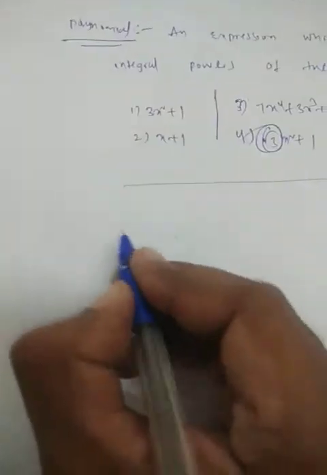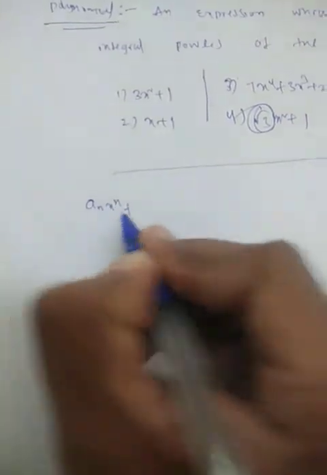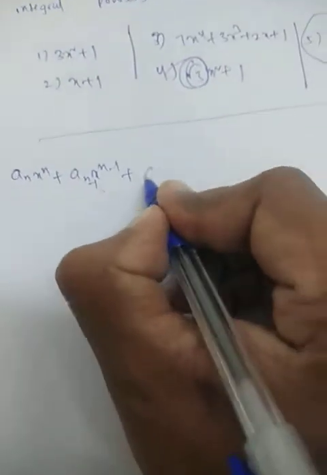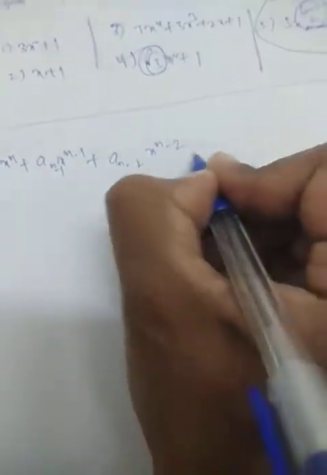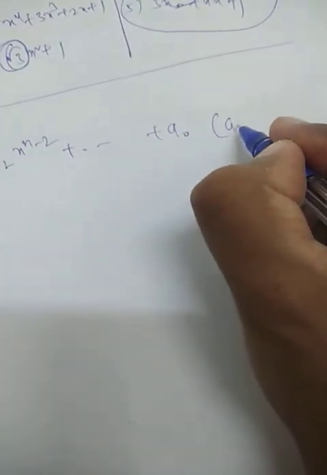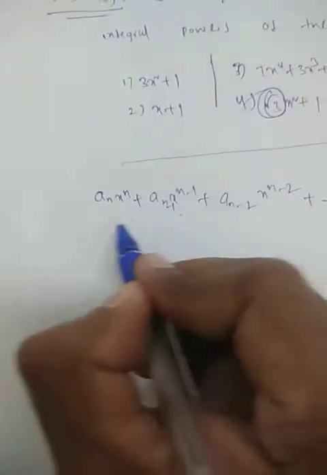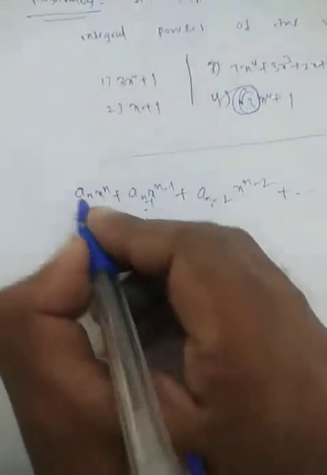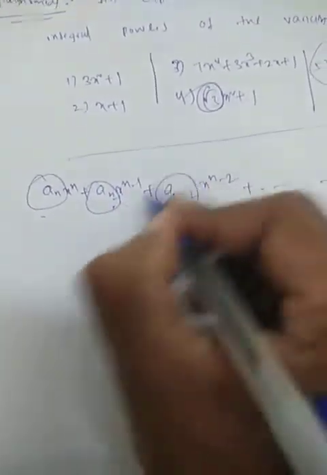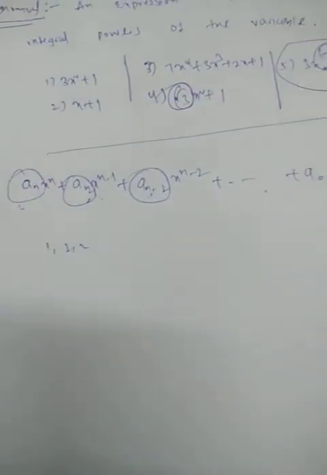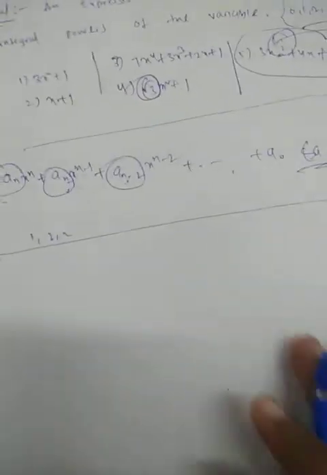What is the general form of the polynomial? a_n x power n plus a_(n minus 1) x power n minus 1 plus a_(n minus 2) x power n minus 2, and so on up to a naught. This is the polynomial with degree n, where a_n should not be equal to 0 if it is of degree n. Don't confuse it, I have given some literals. These are some real numbers, like 1, 2, 3, 4, 3 by 2, whatever it might be, real coefficients. So this is the general form of the polynomial.